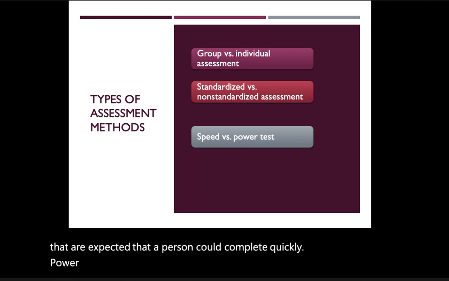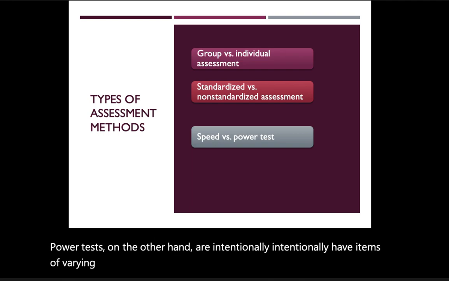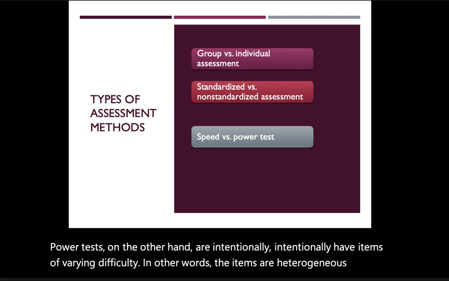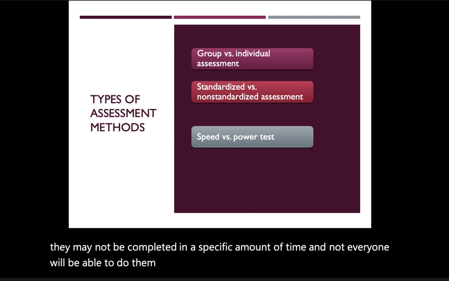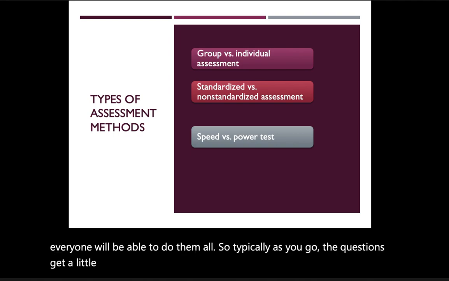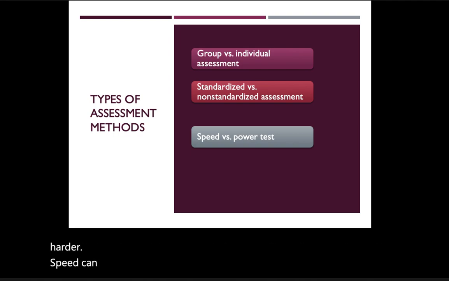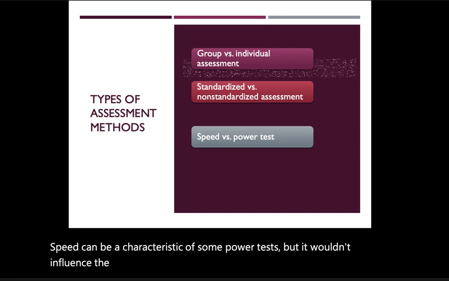Power tests, on the other hand, intentionally have items of varying difficulty. In other words, the items are heterogeneous and they may not be completed in a specific amount of time, and not everyone will be able to do them all. So, typically, as you go, the questions get a little bit harder. Speed can be a characteristic of some power tests, but it wouldn't influence the final score.